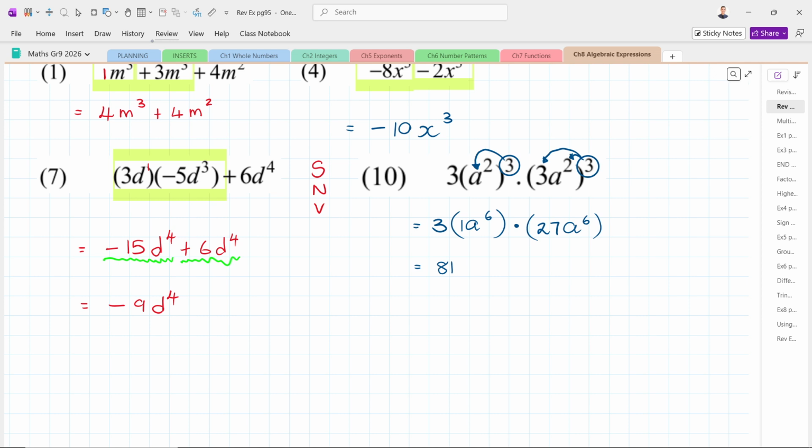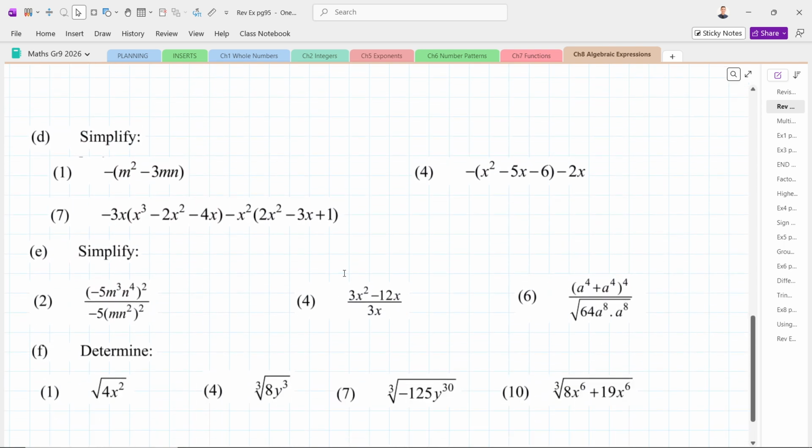A to the power 6 times a to the power 6, multiplying the same bases, we add the exponents, and we get a to the power 12. What you'll notice of number 10 is there were no pluses or minuses. This was all one term. It was powers, it was multiplication. There were no pluses and minuses between the terms. So this counts as one term. That's why we ended up using our exponential laws.